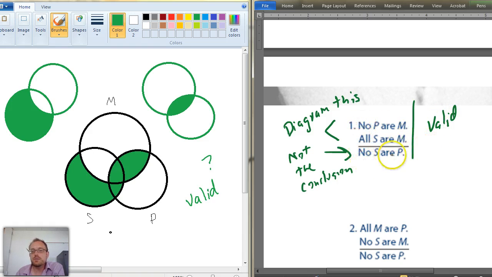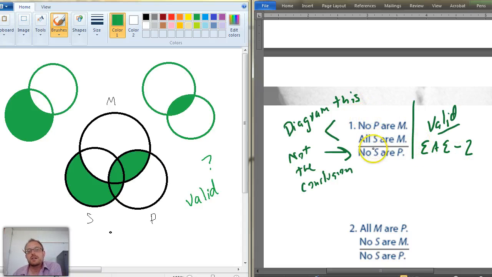Now notice we could put this in its figure and mood, right? So this is an E, A, E, where the middle term would have been in the 2 position. So this is an E, A, E, 2. And this is a valid argument. Now if you go back and check the table we had, you'll see that that actually is accurate, okay?